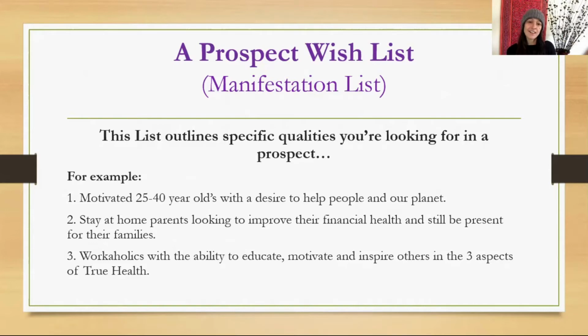Manifestation lists are what people would relate to in the law of attraction. So while I'm looking for people who want to help people and the planet, who want to inspire on the three aspects of health and want to be in relationships with their family members and have more time freedom with them, while I'm trying to manifest that for myself, I'm hoping there are others looking for somebody like me and manifesting me into their wish list. A wish list is really important, because it's kind of like throwing out into the universe, hey, I'm looking for these amazing people, bring them into my life.